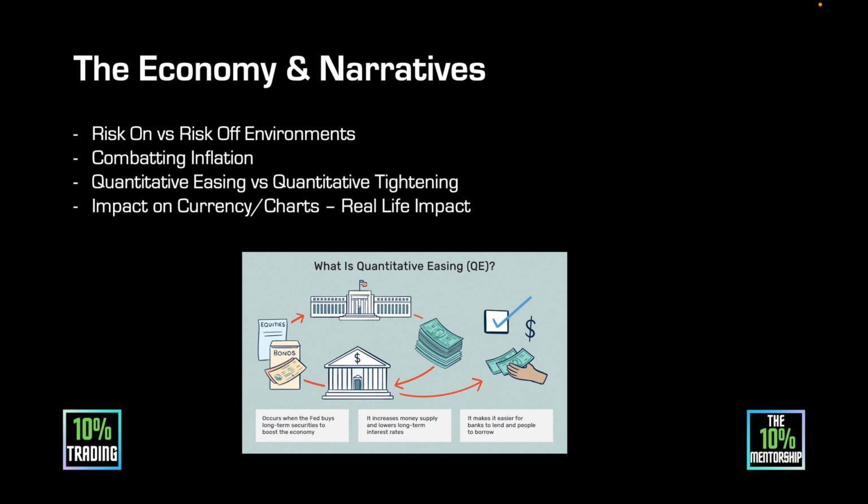So they have a mechanism for this, right? This mechanism is called quantitative tightening. When inflation is low and they want to increase spending in the economy, they want to help the economy grow, they will do something called quantitative easing. So at the bottom, I have a chart for what quantitative easing actually is, and we're going to talk about that.